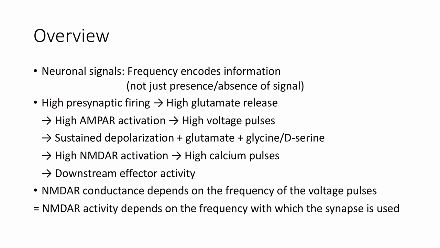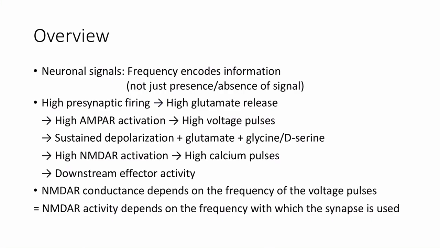We've been through the details of how NMDA and AMPA receptors work. Now, I'll provide a more general meaning behind this process. Neuronal signals are frequency modulated. This means that information is encoded not just in the presence or absence of a signal, but also in the rate at which it occurs.